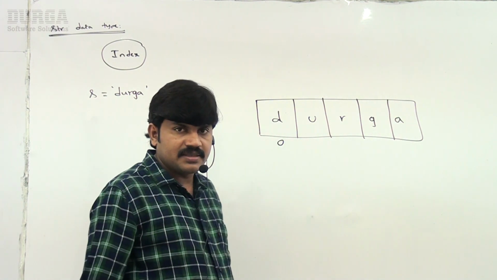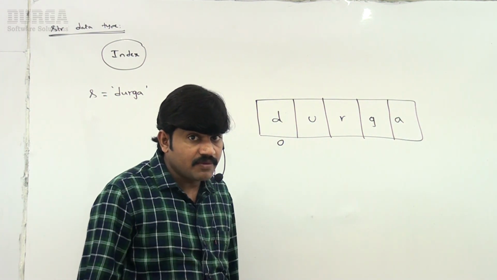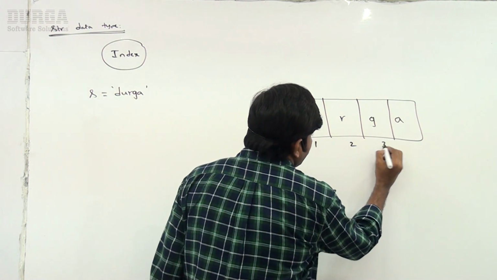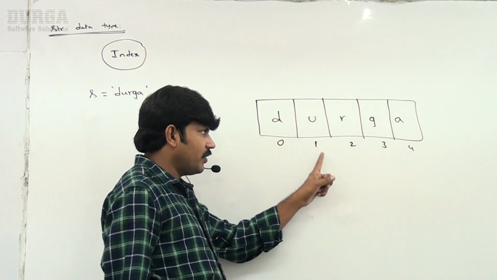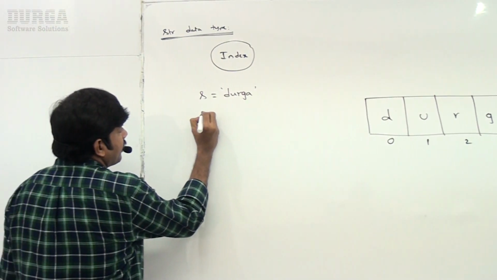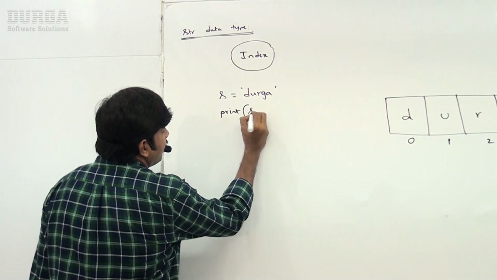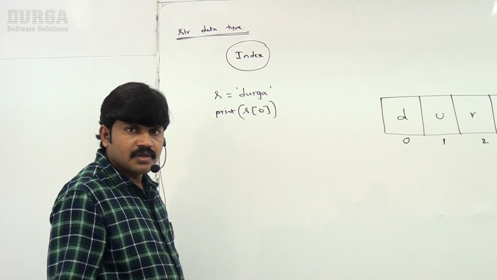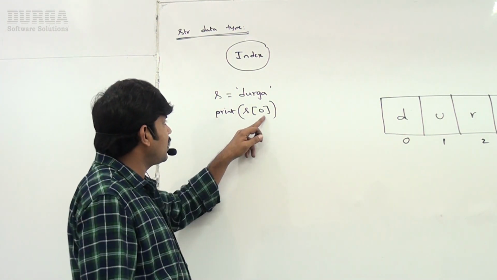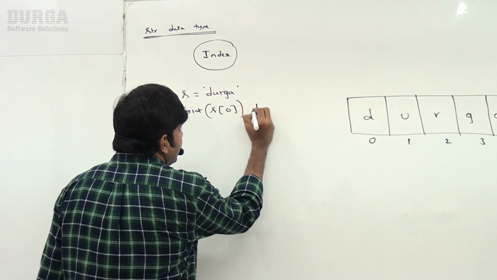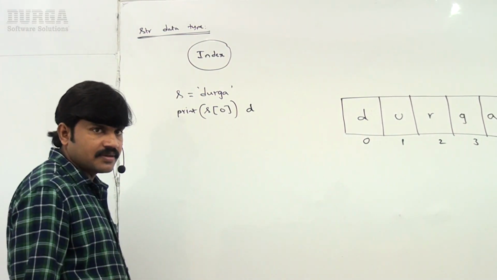Do you know what is the first character index? 0, sir. Everything in a string is always a 0-based index: 0, 1, 2, 3, 4. Now, I am trying to print S of 0. What is the answer we are going to get? Which character is located at index 0? D itself is the character located at index 0.